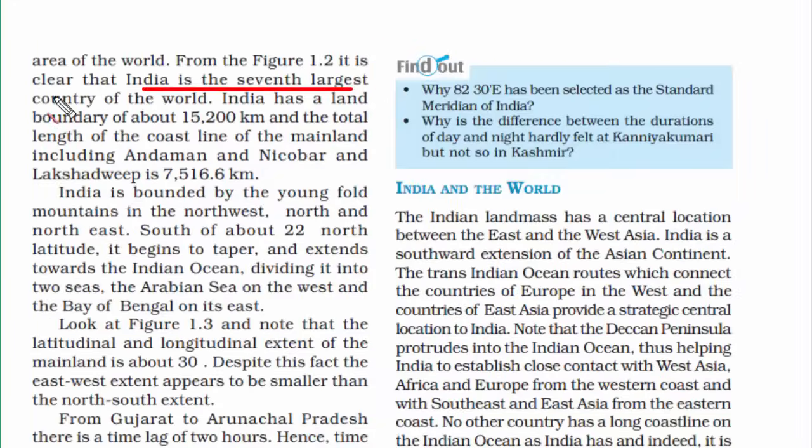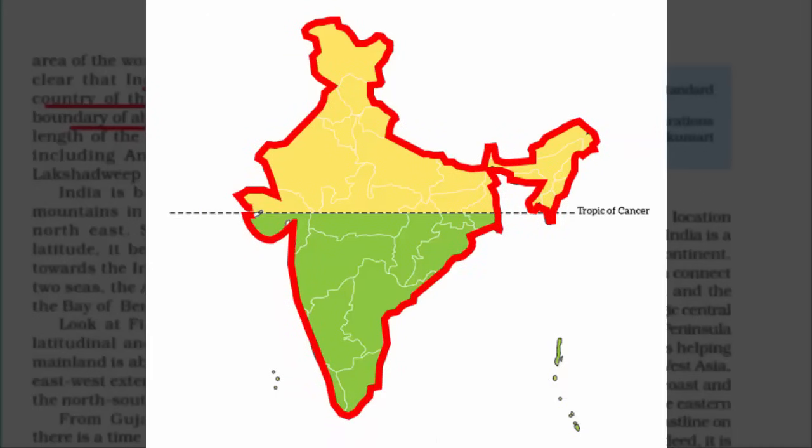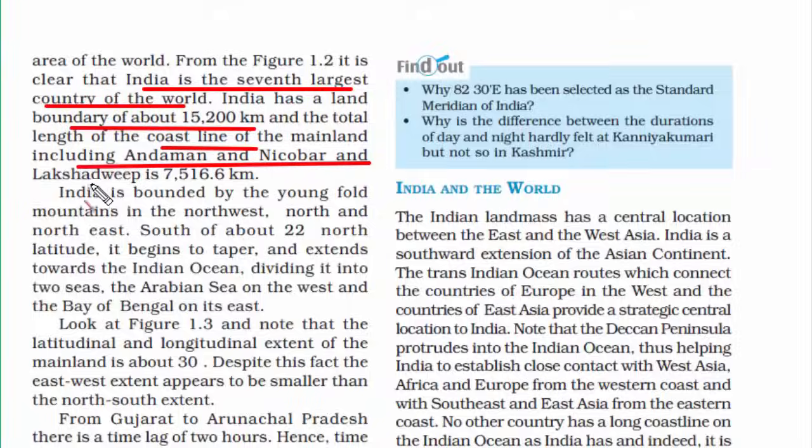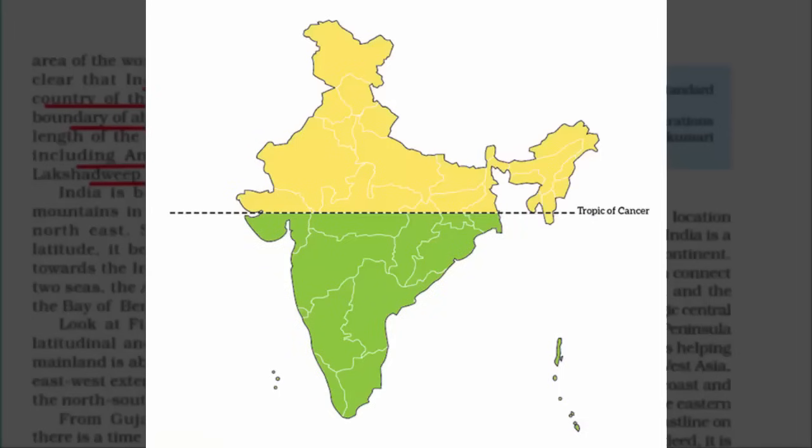India is also the 7th largest country of the world. This is purely in terms of area, not population. In population, India is the 2nd largest country, after China. Our entire land boundary is about 15,200 kilometers, and the length of the coastline is 7,516 kilometers. This is the coastline we are referring to.